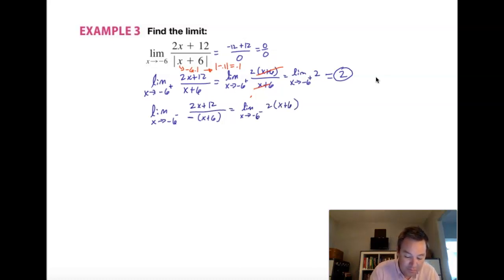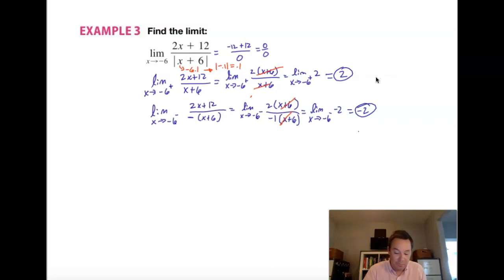x plus 6 over negative, I'm just going to call it -1 times x plus 6. Still have that common factor. But now I'm going to have 2 over -1, which just simplifies to -2. And still the limit of a constant is a constant. But now notice my right-hand limits and left-hand limits do not approach the same thing. Therefore, our final answer is that the limit does not exist.